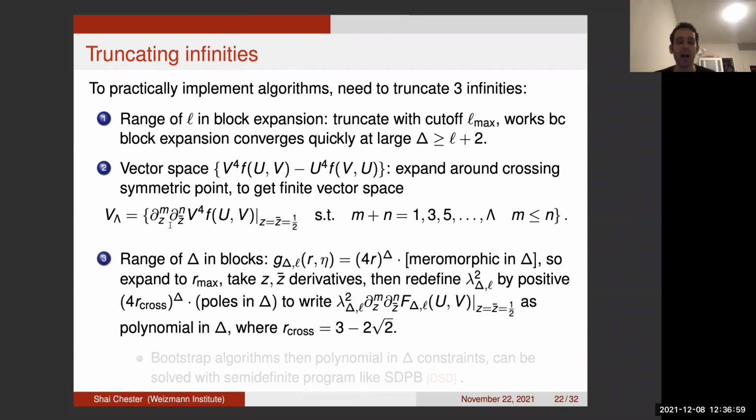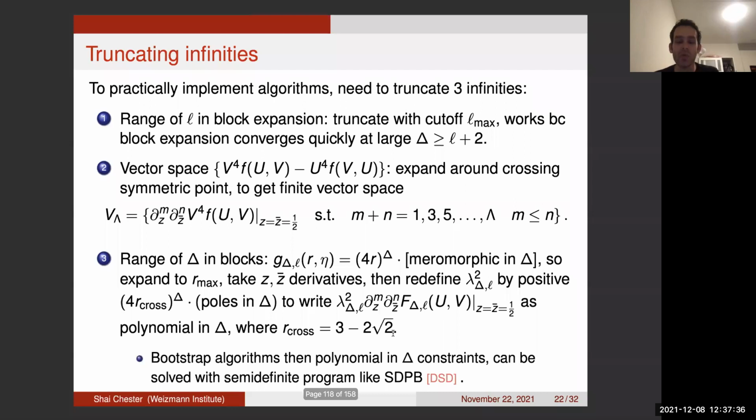The third infinity is the range of the scaling dimension that appears in the blocks. Just as the spin could go to infinity, so too delta can go to infinity, but delta is even worse because now it's a real number. It's not fixed to be integers. Recall that the blocks took the following form, where it was 4r to the delta times some meromorphic function in delta. This means that after expanding to some r max, taking z, z bar derivatives, you can then redefine the OPE coefficients by some positive factor in order to write the z and z bar derivatives of these cross blocks as a polynomial in the scaling dimension delta, where r cross is the value of r when z and z bar equal a half.